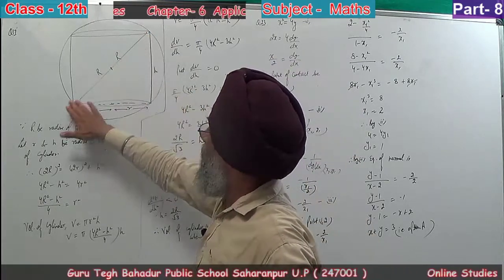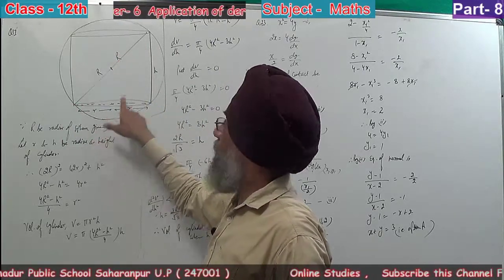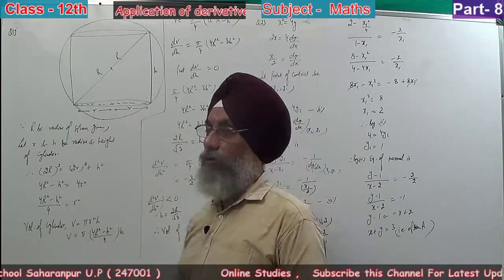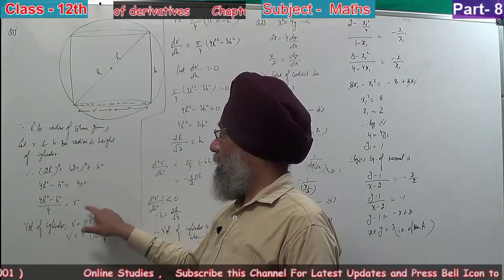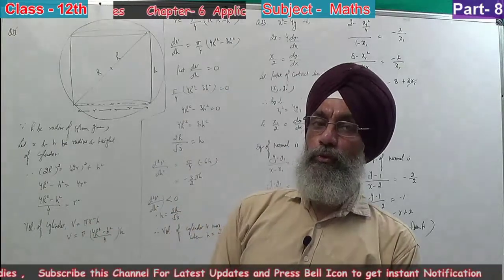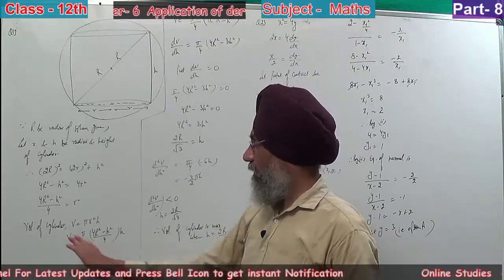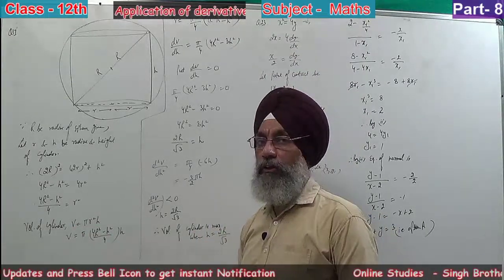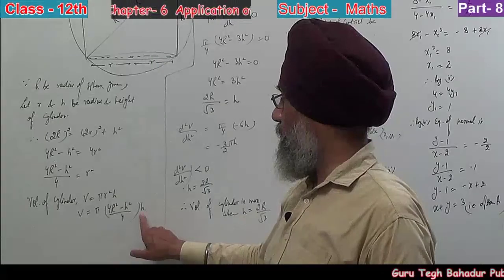Now, it forms a right angle triangle. So, (2R) whole square is equal to (2r) whole square plus h square by using Pythagoras theorem. So, 4R square is equal to 4 small r square plus h square. The value of r square is (4R square minus h square) upon 4. We have to show that this cylinder has the maximum volume. So, volume of cylinder V is equal to pi r square h, placing the value of r square as (4R square minus h square) upon 4 into h.